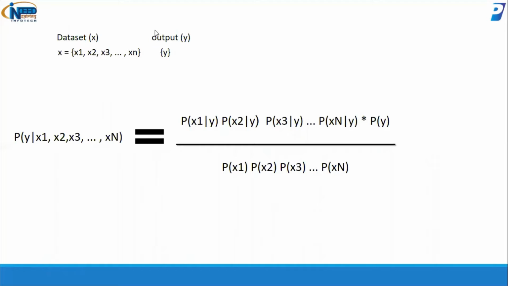Assume that you have data sets, and you represent them like this: X is equal to x1, x2, x3 till xn. These are your features, n number of features, and you represent your output as y. So for this set of features, you will get some value of y. For example, whether you scored good marks or not, how will that depend?